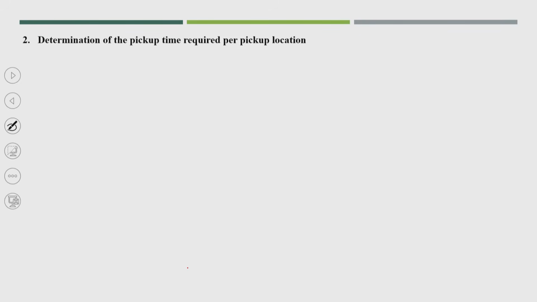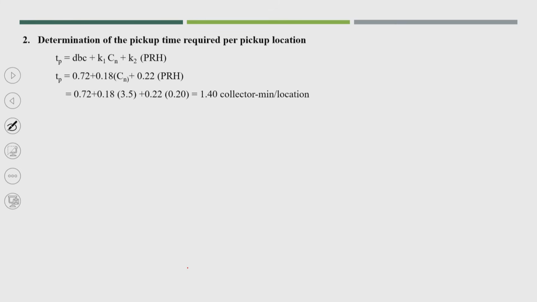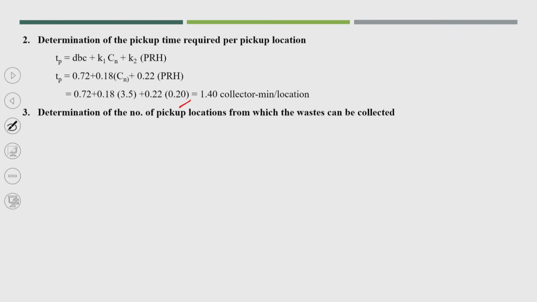Now, we will calculate the pickup time required per pickup location, that is the TP value. So, for the TP value you see the PRH locations, we took 20%. So, it is 0.2 PRH. So, it is coming out to be 1.4 collector minutes per location. Now, once the TP is known, we can calculate the number of pickup locations, that is for trips per day, NP we can calculate.